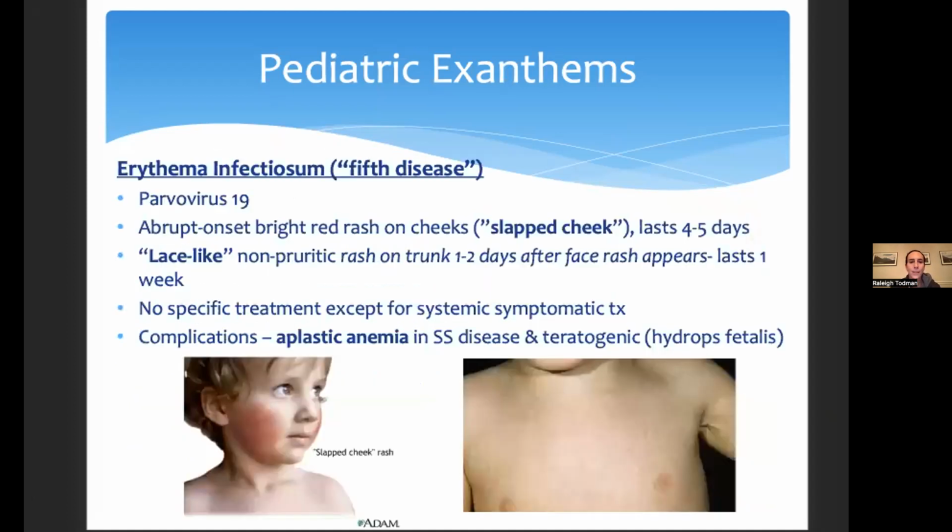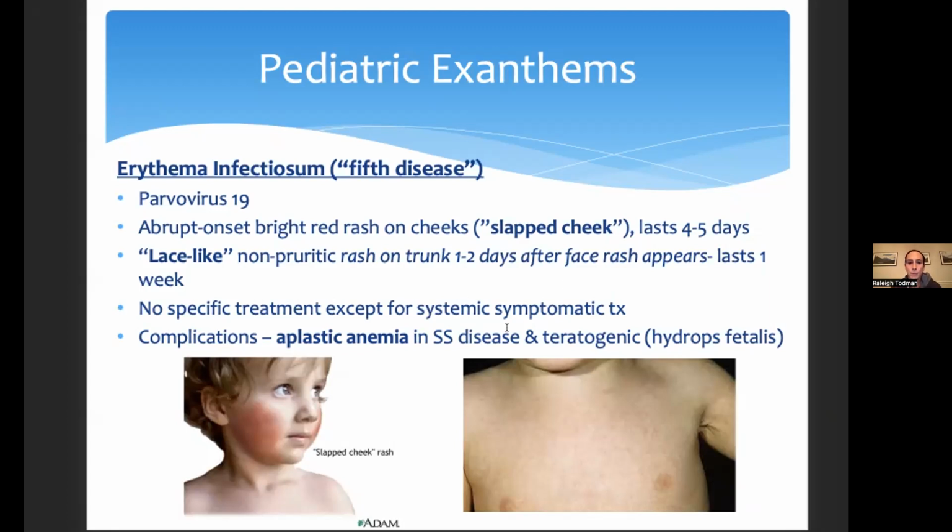More pediatric exanthems, erythema infectiosum, or Fifth disease. This is caused by parvovirus B19. This is also called slap cheek disease because it has this very pathognomonic red cheek look. It's an abrupt onset red rash on the cheeks that lasts a few days. Then you get a lacy or reticular sort of rash on the trunk that comes a couple days after the face and lasts a week.